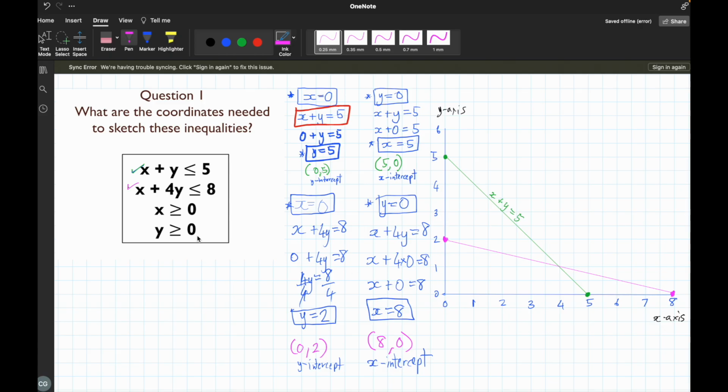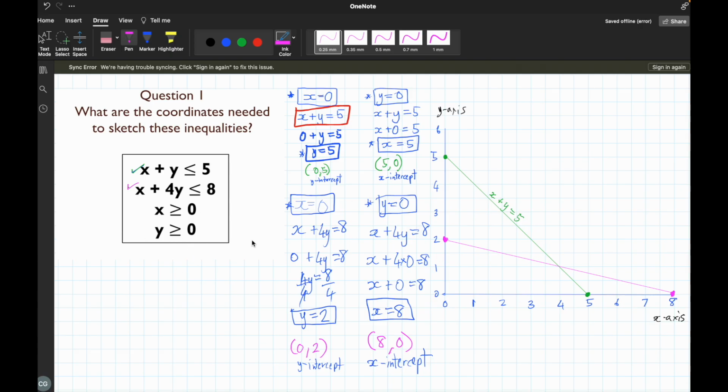For y more than or equal to 0, y does not go below this 0 line, so no negative numbers. All this here tells us is that we're not looking at any negative numbers. We're just looking at the positive numbers because it's more than x and more than y. So you're saying x is more than or equal to 0, y is more than or equal to 0.